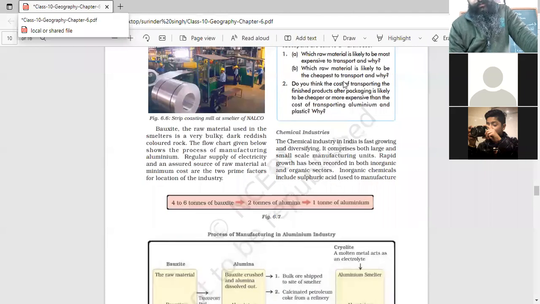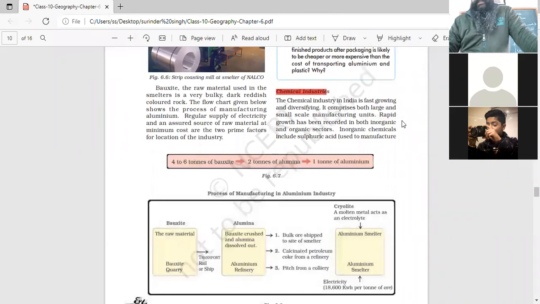Next are the chemical industries. Chemical industries occupy an important place in the Indian economy, contributing 3% of GDP. It is the third largest in Asia and 12th largest in the world in terms of size. The chemical industry of India is a fast growing and diversifying industry.